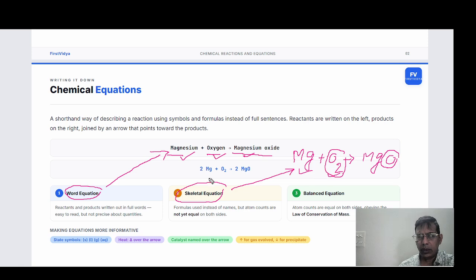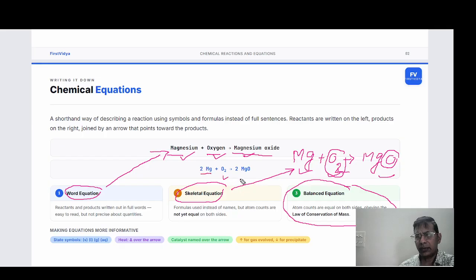We have to balance this equation, right? So that all atoms should be equal on the left side and the right side. So that is called a balanced equation. The balanced equation follows the law of conservation of mass. Here two atoms of oxygen are there, but here only one. So that's why here you can see everything is balanced.